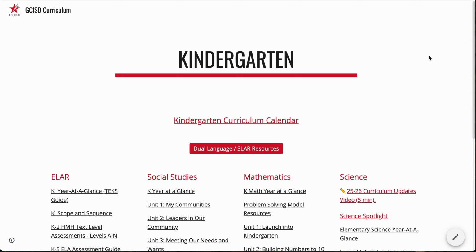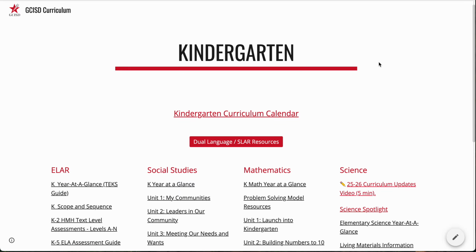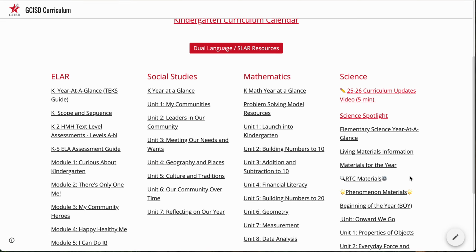Now that we have had our training on recurring themes and concepts, I want to show you some resources in our instructional materials that will help you deliver the lessons about each of the different recurring themes and concepts. As a reminder, on our curriculum page, you can find those materials in the science column. They will be under RTC materials.